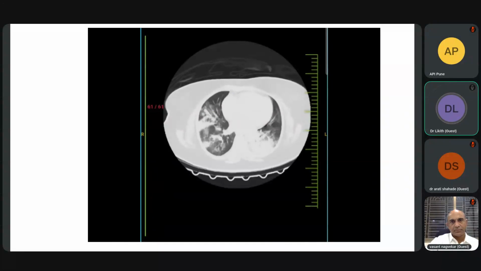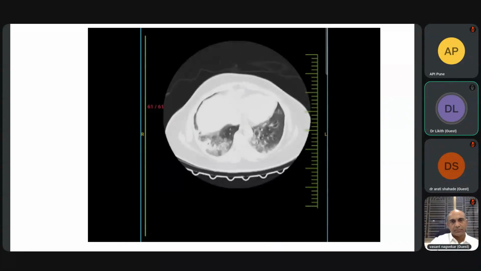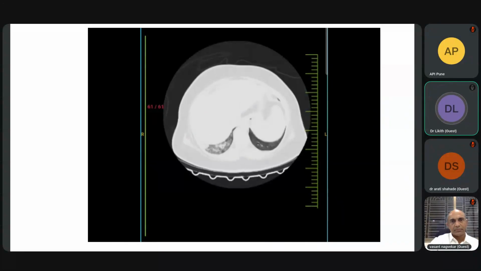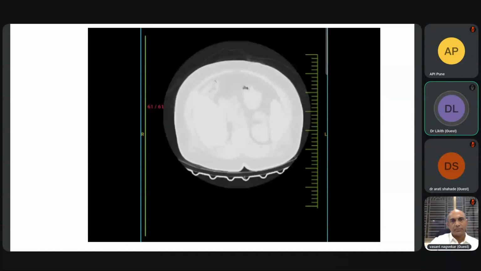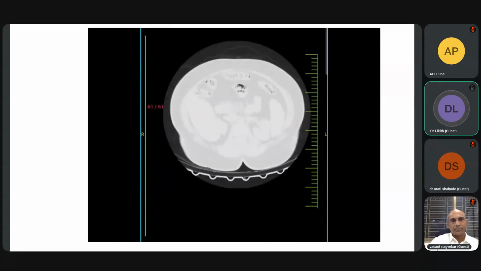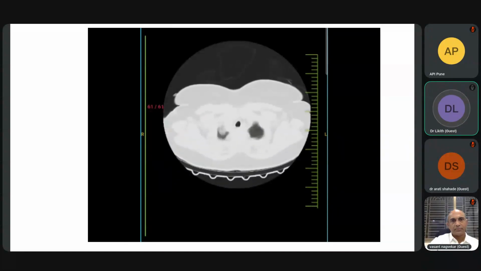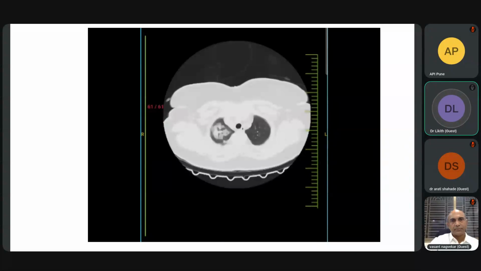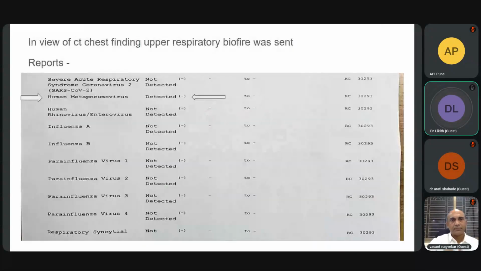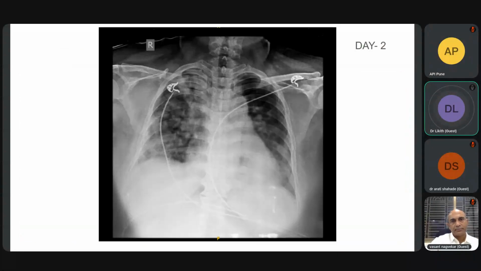Looking at the CT findings, the ICU team sent an upper respiratory BioFire panel. This was the report of the upper respiratory BioFire panel, which showed human metapneumovirus detected. This was the X-ray on day 2 of admission.